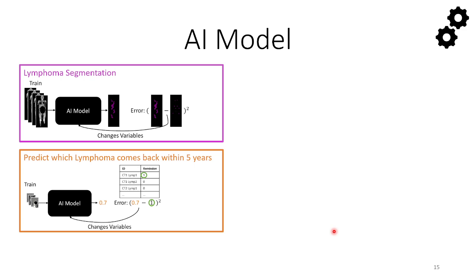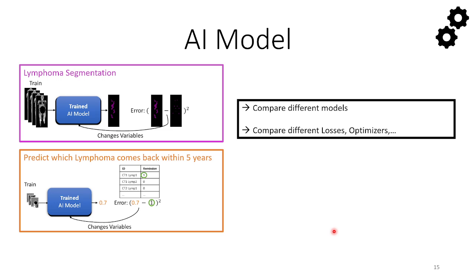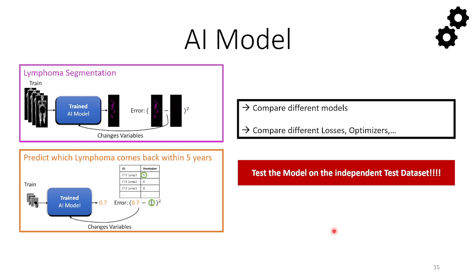Okay, so now we have a trained AI model. Of course, now you compare different models, different losses and optimizers. And if in the end you have a good model, then you test the model on an independent test data set. That's very important. That should not be this validation data set. The validation data set is used to find the perfect position where to stop, or maybe also to compare different models, loss functions and optimizers. But now you have to test it on an independent test data set, which you lay to the side at the beginning and never touched, or even better, you send it to a different hospital and they test it there.